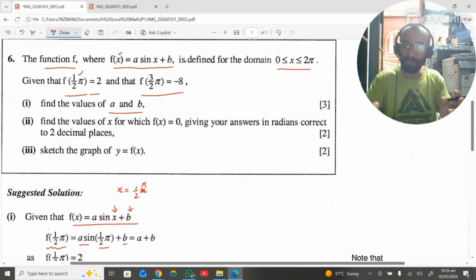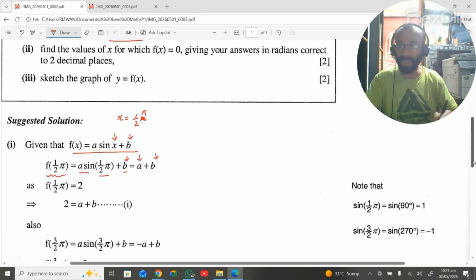So now convert your calculator into the radian mode and solve sine pi by 2. So sine pi by 2 is actually 1. So 1 will be multiplied by a, so it will become a, and this plus b will remain as it is. And because f of 1/2 pi is equal to 2, we will put 2 in place of f of 1/2 pi. So a plus b will be equal to 2. So this will be the equation, and we will call this equation number 1.